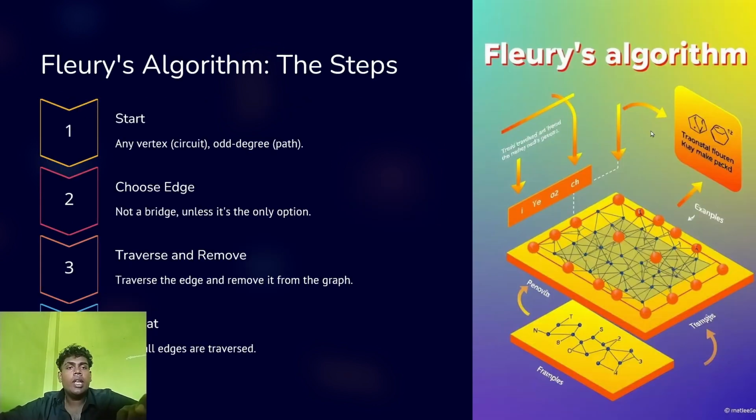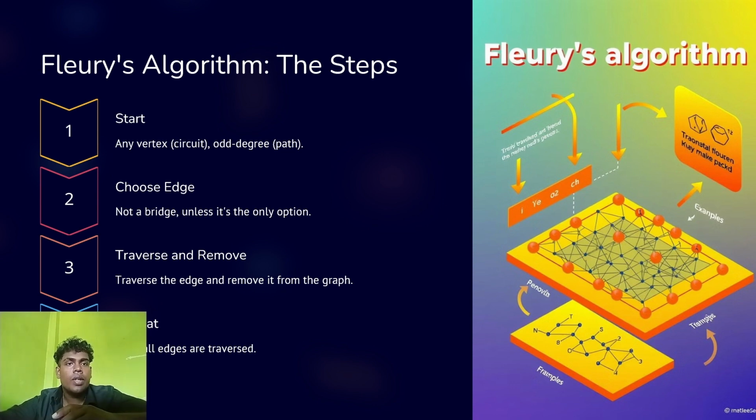Then we will see how to apply Fluery's algorithm for an Eulerian circuit. Fluery's algorithm follows these 4 simple steps. First one is to start at a vertex with an odd degree. We should start at a vertex with an odd degree, or any vertex for a circuit.